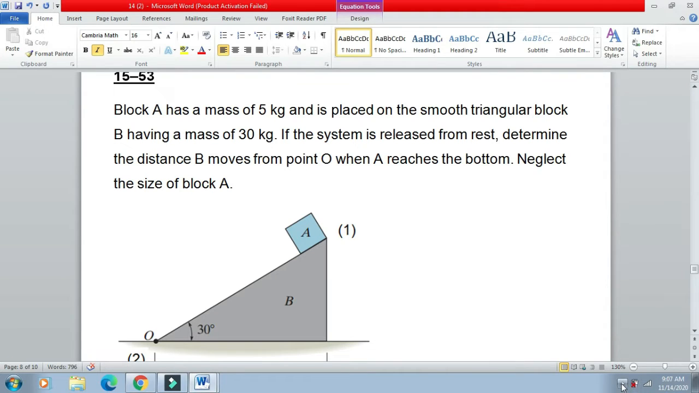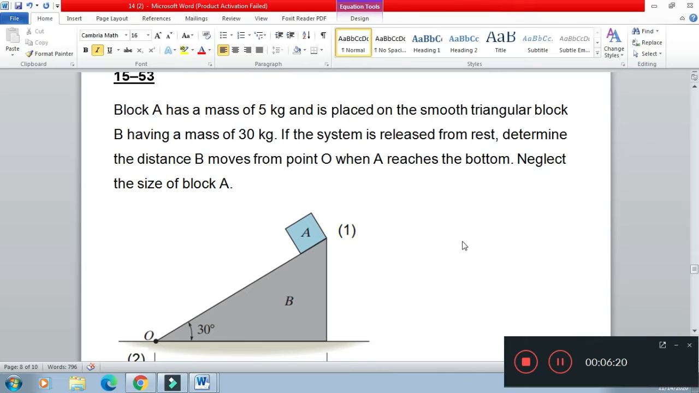Next problem is 15-53. In this problem there is a block A of mass 5 kilogram and there is a triangular block B which has a mass of 30 kilogram. The block A is released from rest. Similarly, the block B is initially at rest. We have to find the distance the block B moves from point O when A reaches the bottom.